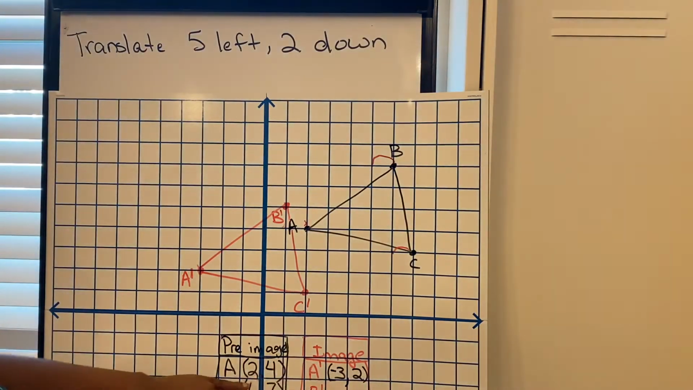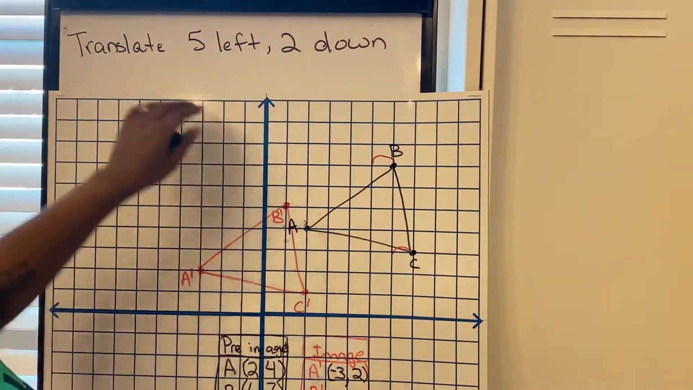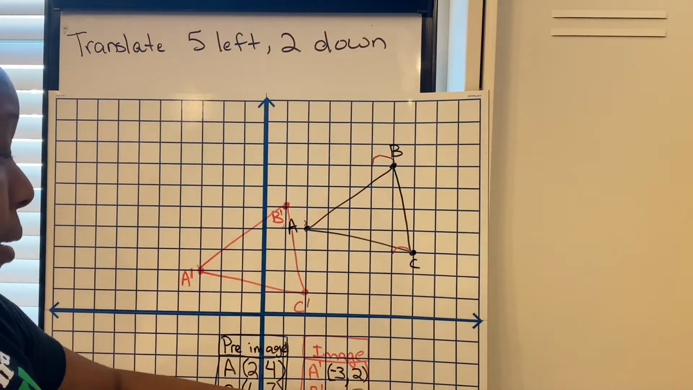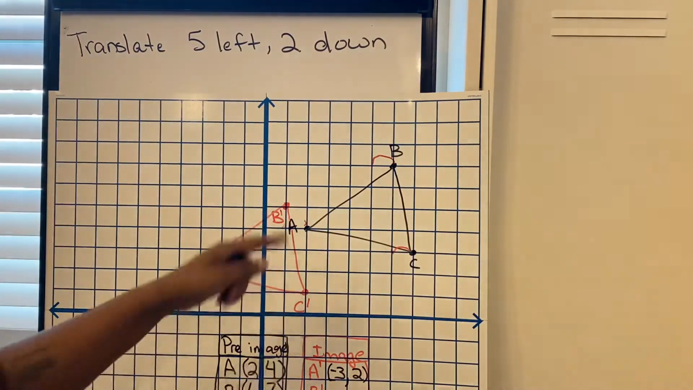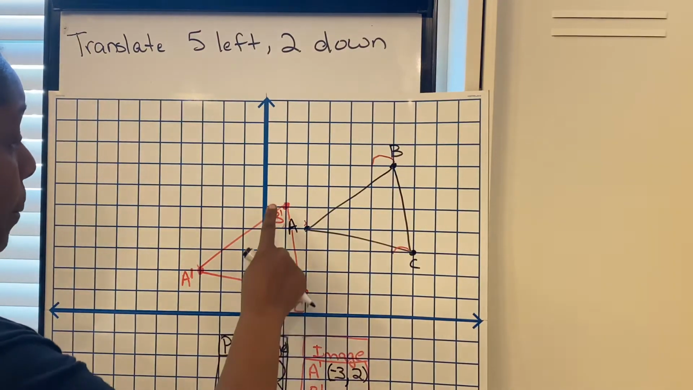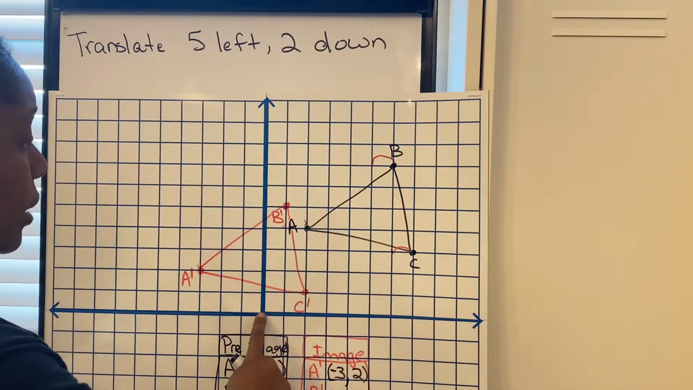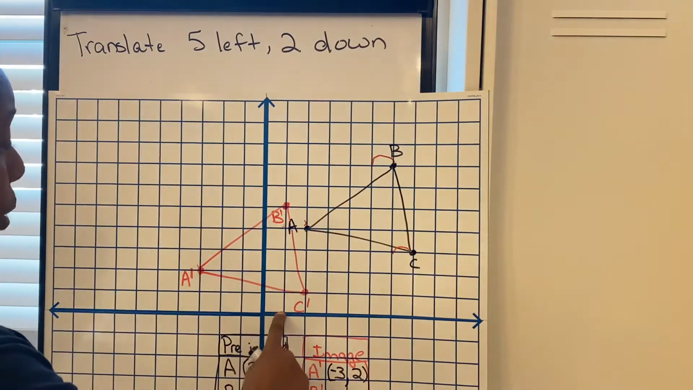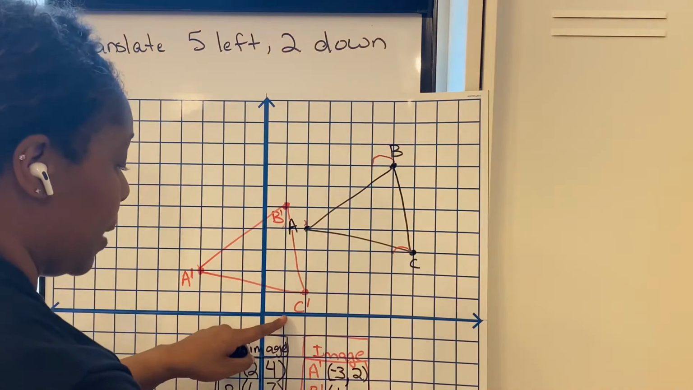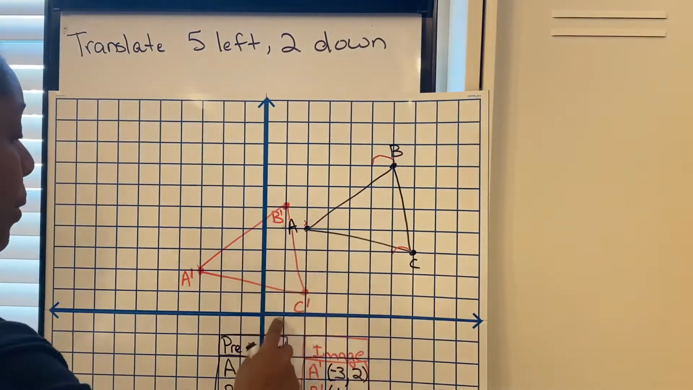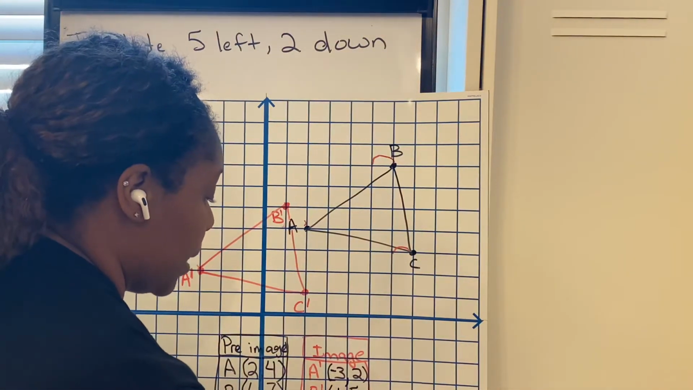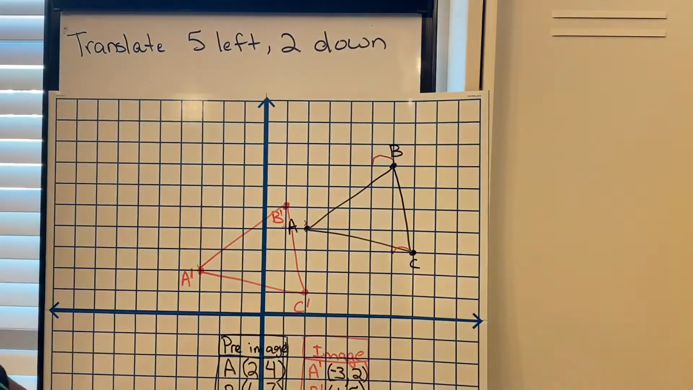So my pre-image was (2, 4). My translation of 5 left, 2 down is (-3, 2). Let's look at B. B was at (6, 7). Now B is here. So I'm going to go back to my origin. B is that way to the right. I'm going to go over 1 because that's where it is. So now I know my B prime is at 1 and I'm going to count up. 1, 2, 3, 4, 5. So my B prime is (1, 5).